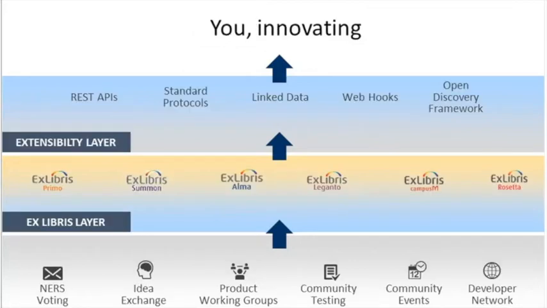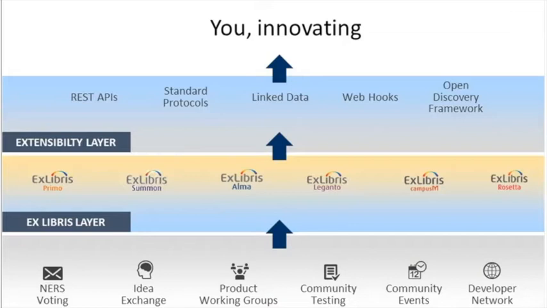Putting some background to this, we have these different layers. So if I talk first of all from the bottom about the community layer, we have various initiatives here, including our new enhancements voting, our idea exchange, our product working groups, community-based testing, community events, and our developer network. I'll talk about some of these in more detail later in the presentation. The Ex Libris layer are our products, what we're actually offering. Primo and Summon for discovery, Alma for library services, Leganto as a reading or resource list, Campus M as a mobile campus solution, and Rosetta for long-term preservation.